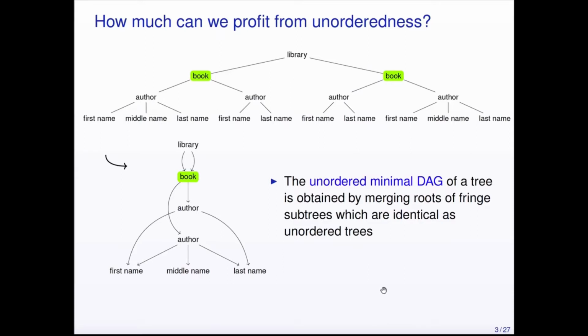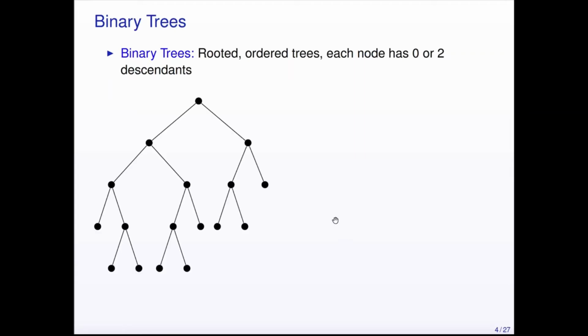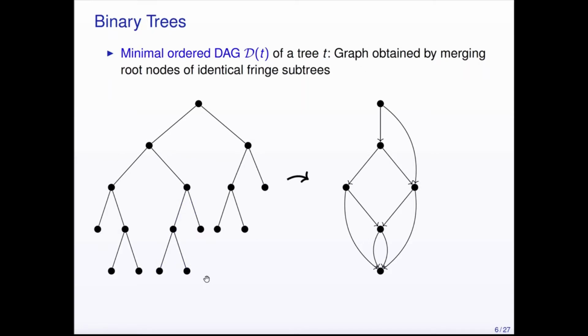So in order to tackle this question, we started off with unlabeled binary trees. So we considered rooted ordered trees such that each node has either exactly 2 or 0 descendants. So this would be a binary tree, for example. And as I already said, a fringe subtree of a tree consists of a node and all its descendants. So this blue subtree here is a fringe subtree.